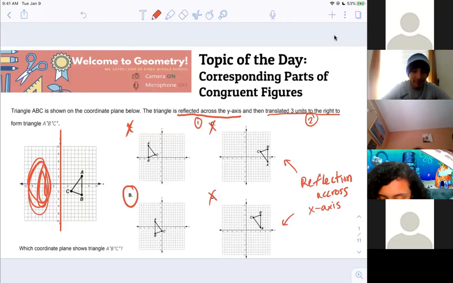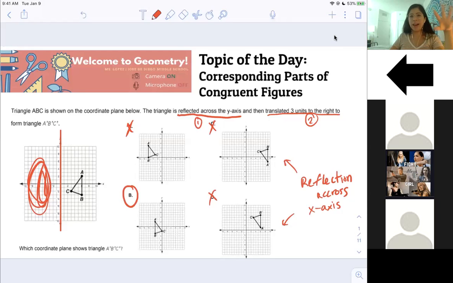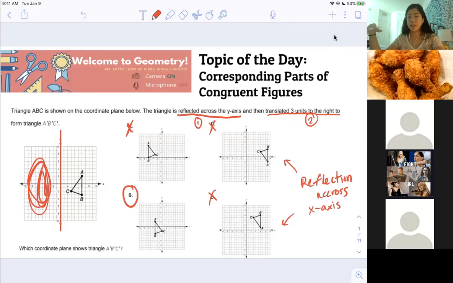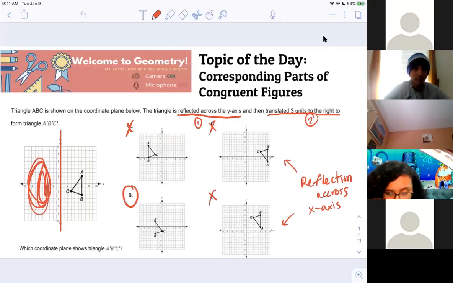Cool. Okay, so today we're doing kind of the last part of this whole chapter. And actually, next week, we're going to be reviewing because on Wednesday of next week, you guys are going to have to take your very first tests. Very first test of the year. We're going to review on Monday and Tuesday. And then on Wednesday, you guys are going to take your tests.